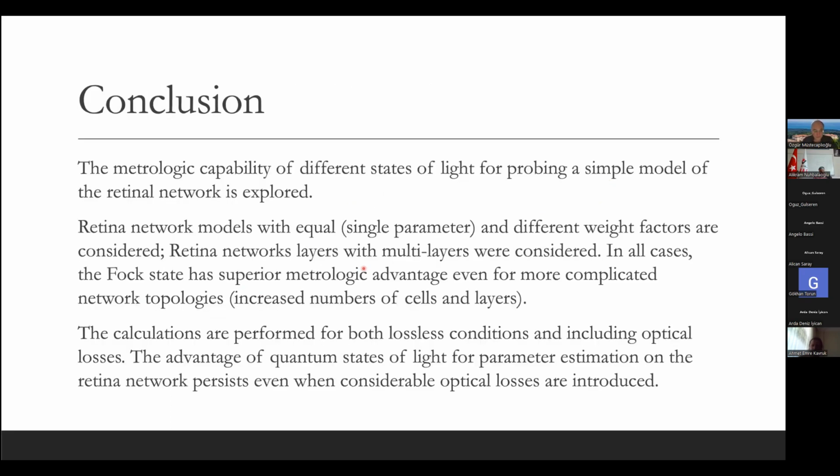Okay, so this is my conclusion then. We examined the methodological capability of different quantum states of light to probe neural network models of the retina. And we have developed a formalism that allows us to add the losses and allows us to add the complex retina model networks. And then our calculations basically concluded that the Fock state is the best choice to investigate the retina network model. But in the case of losses, in the case where more complex models are considered, the difference between Fock and coherent states is less, but still they both perform far better than thermal or classical light.